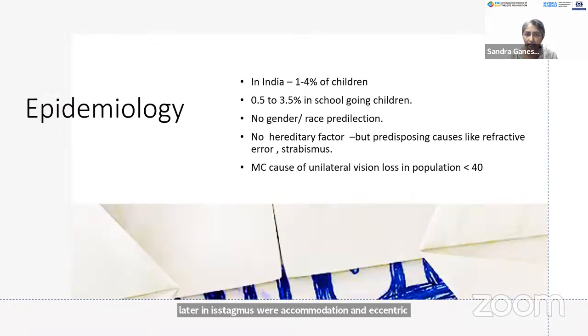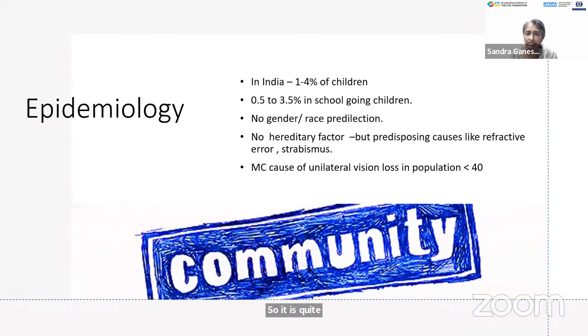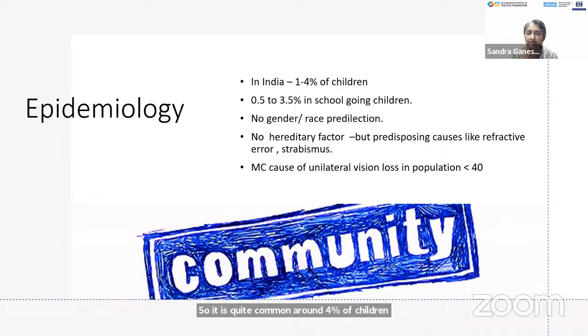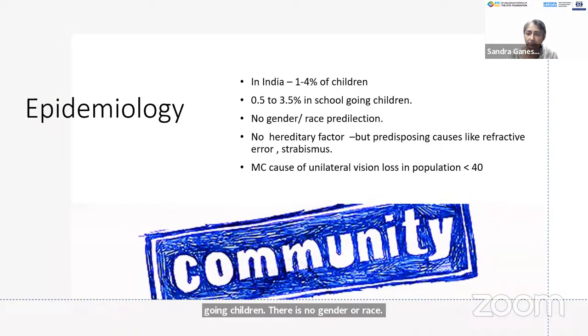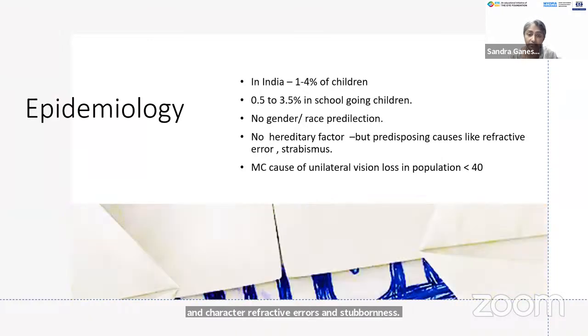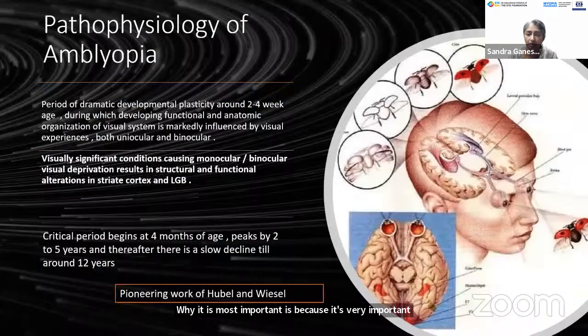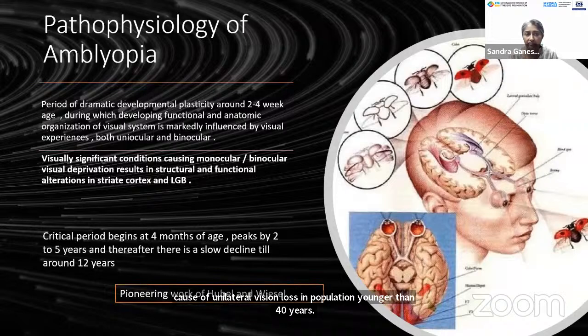It is quite common, around 4% of school-going children. There is no gender or race predilection, but there can be predisposing factors like uncorrected refractive errors and strabismus. It is most important because it's a very important cause of unilateral vision loss in the population younger than 40 years. Pathophysiology: there is a very dramatic time period of plasticity around 2 to 4 weeks of age.